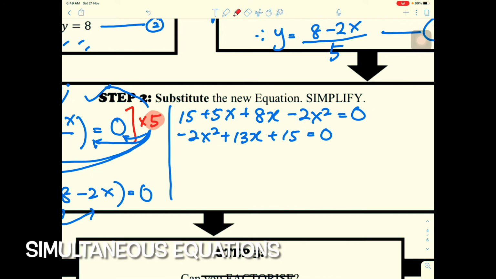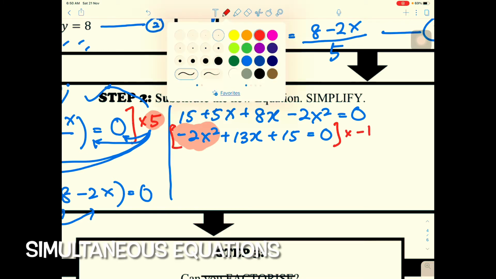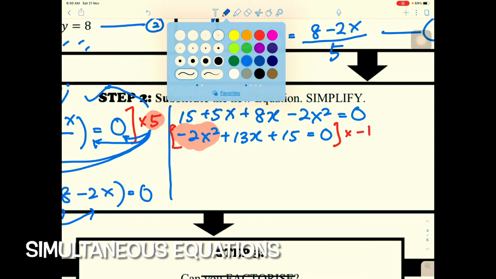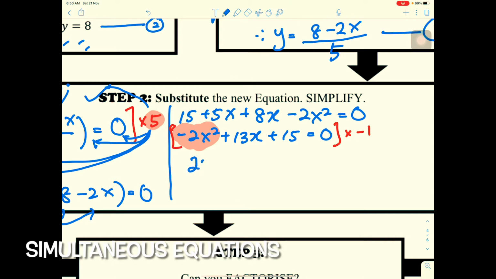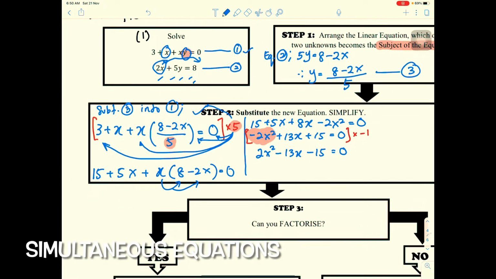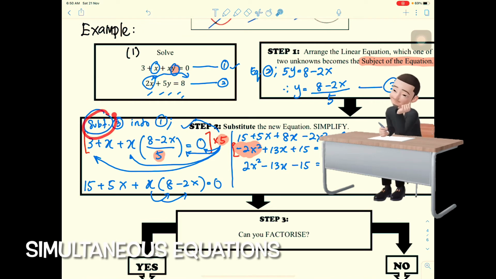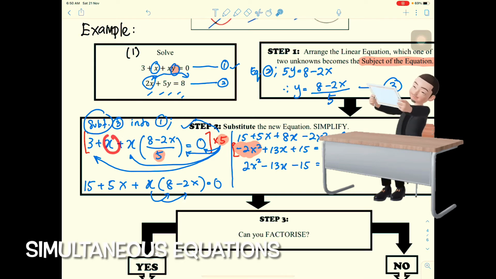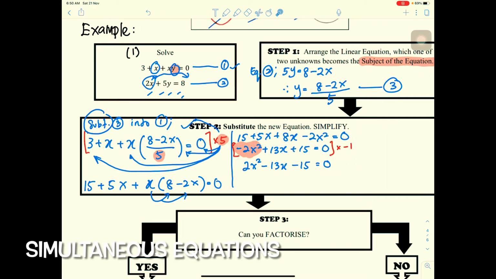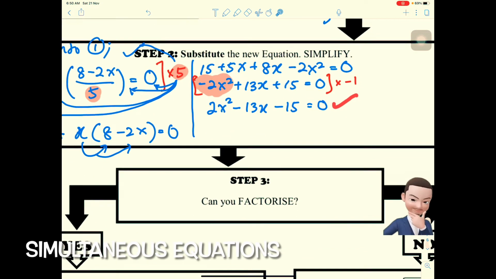If you can see, the x squared term is negative, so what do we do? Multiply by negative 1, so it is easier for you to factorize. So you get positive 2x squared minus 13x minus 15 equals 0. The idea here is that when you substitute the new equation into equation 1, it becomes only one type of variable, which is x. If you simplify, you must get a quadratic.